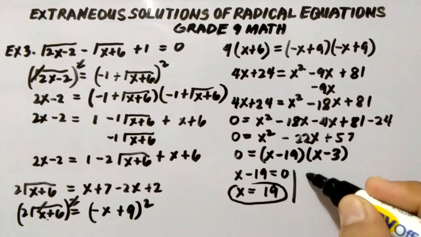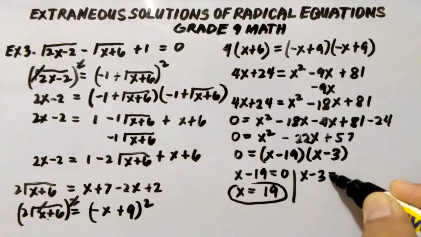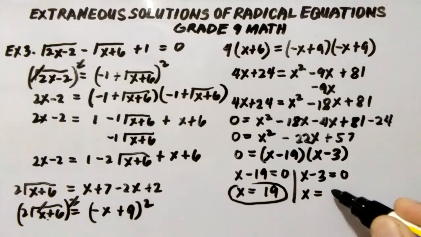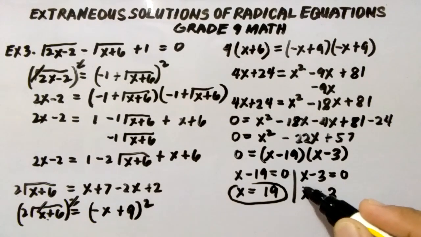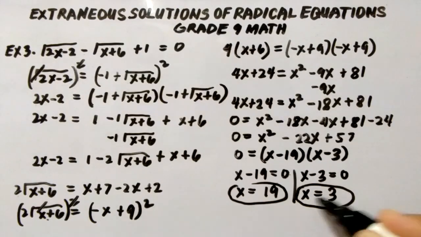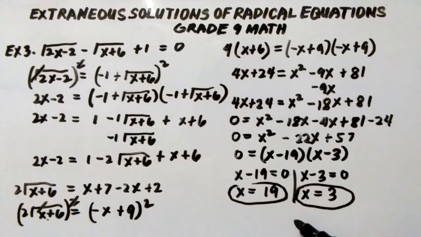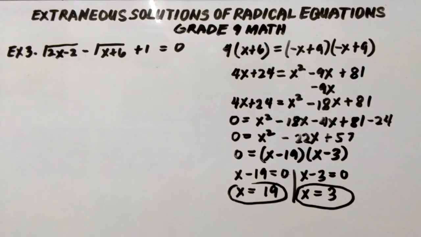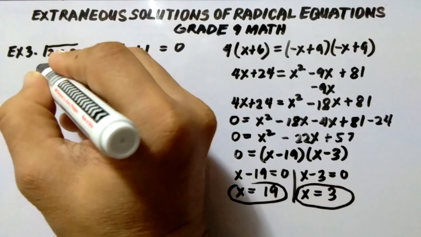Then, yung pangalawang value natin, so we have x minus 3 is equals to 0. So, x is equals to, so negative 3 transpose to the right side becomes positive 3. Okay, so ito po yung another value ng x natin. X is equals to 3. Then, i-substitute po natin sa ating original equation. So, para malaman po natin kung alin po dito ang extraneous solution. So, unahin po natin yung x is equals to 19. Okay, substitute po natin dito sa ating original equation.